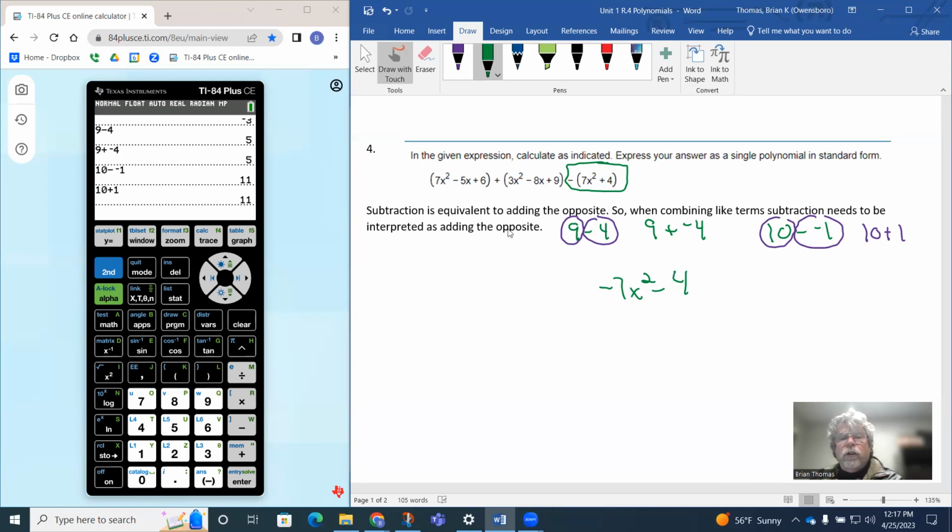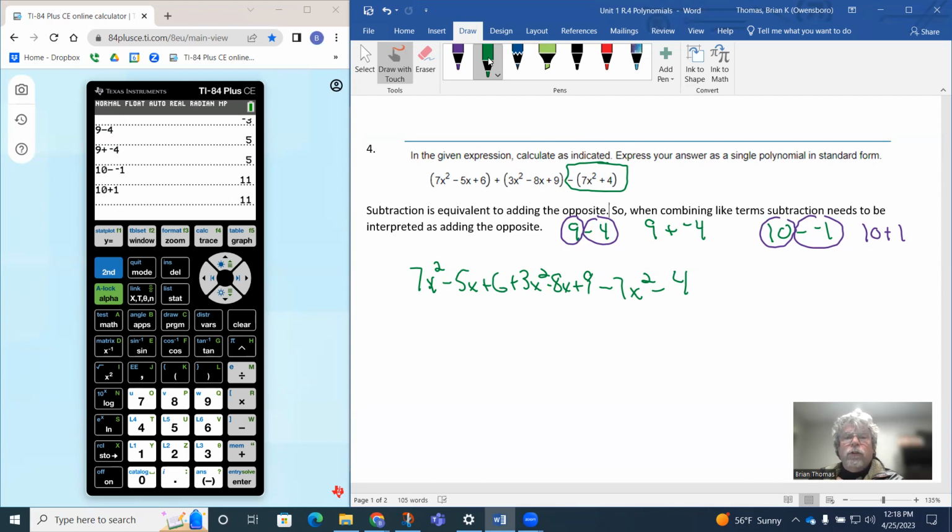Now, the rest of this can just drop down. So I have the 7x squared minus this 5x plus this 6 plus this 3x squared minus this 8x plus this 9. And that's how we now have the subtraction of 7x squared minus 4.